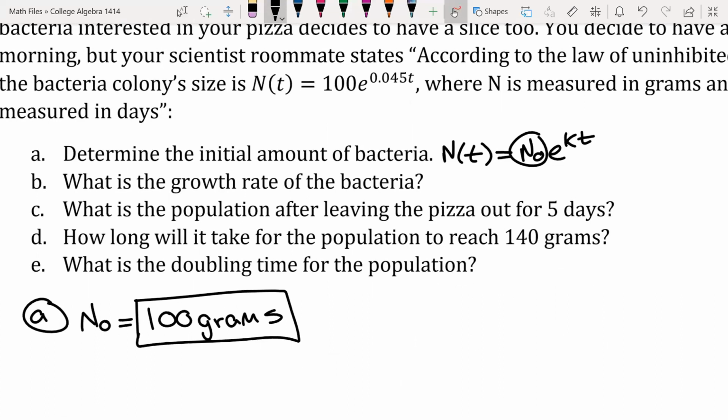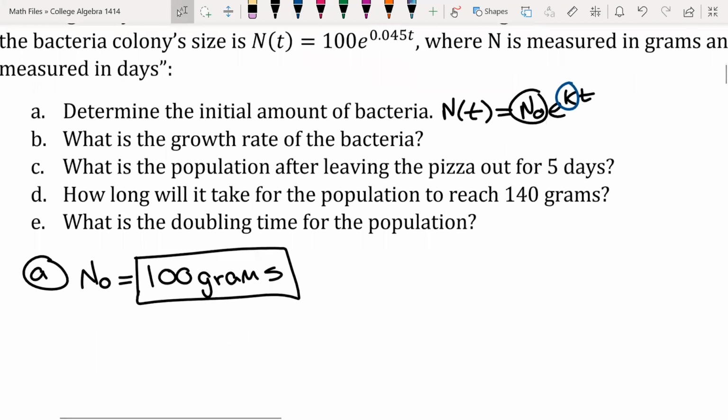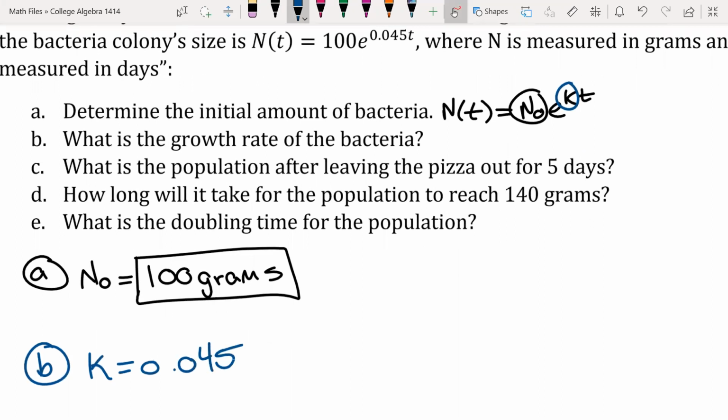Okay. And then B, what is the growth rate of the bacteria? So now growth rate is given by k. k represents our growth. So for B, k is 0.045, which we can also turn into a percentage, saying that this bacteria on the pizza is growing at a rate of 4.5%. Okay.